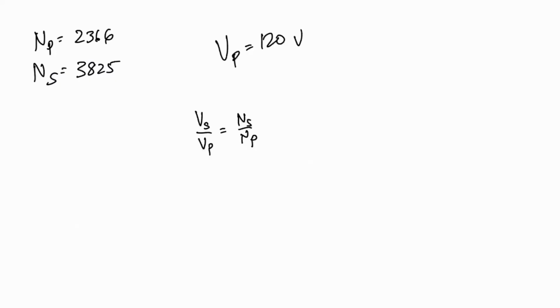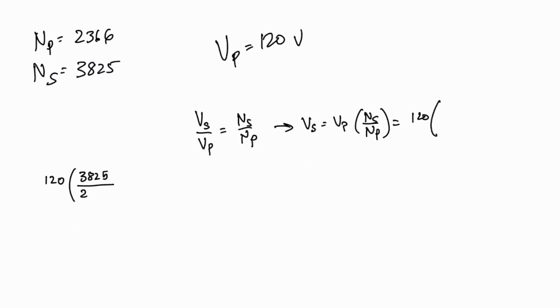Okay, so we're looking for voltage in the secondary. I solved this. Voltage in the secondary is going to be equal to voltage in the primary times this ratio, which is going to be 120 times the secondary, 3825, divided by 2366, equals. Please detect that. It didn't detect it. 382. We could have done it faster on my phone.